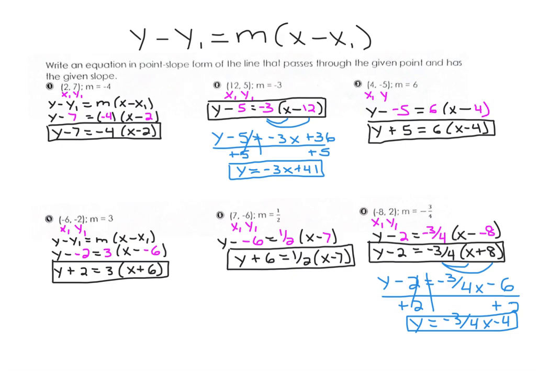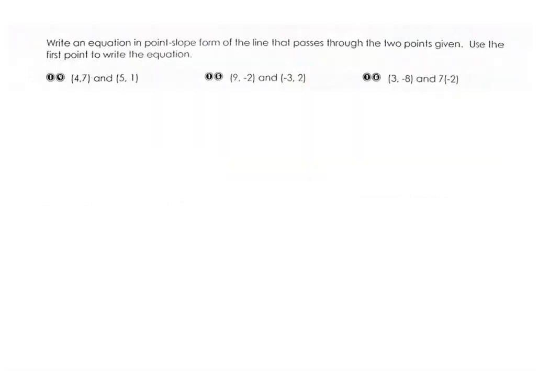But now we're going to skip down to the bottom of the page and take a look at when we are not given the slope, but instead we are given 2 ordered pairs. So as we take a look at 14, we're going to use that same method, but in this case, we're going to have to start by finding the slope. So we're going to write an equation in point slope form of the line that passes through the 2 given points. And then we're going to use the first point to write the equation. That way we're all on the same page, using the first point to write the actual equation.